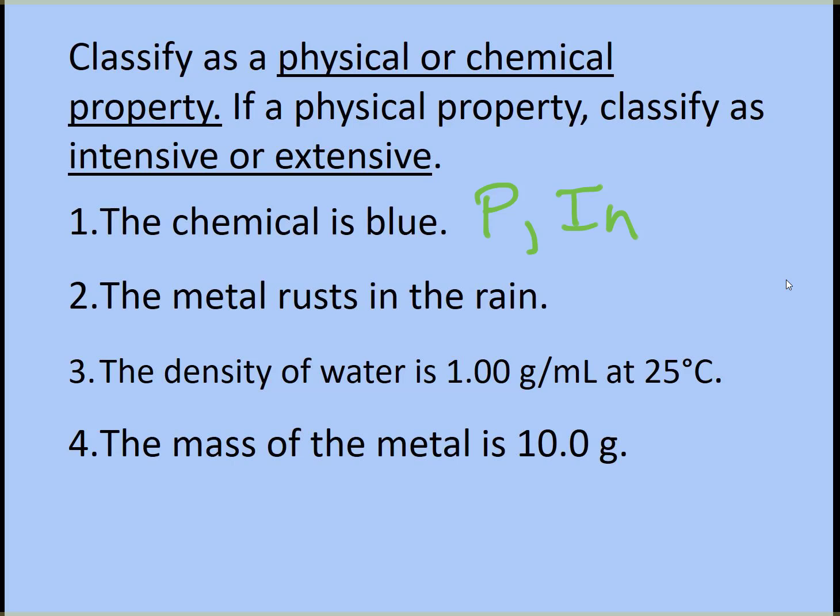Number two, the metal rusts in the rain. So notice the metal is turning into rust. Because it's turning into something else, this is a chemical property. And I don't have to classify if it's intensive or extensive if it's chemical.